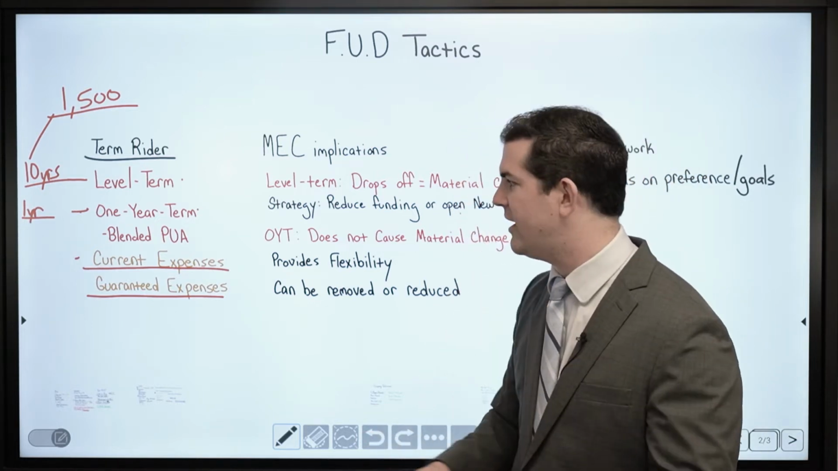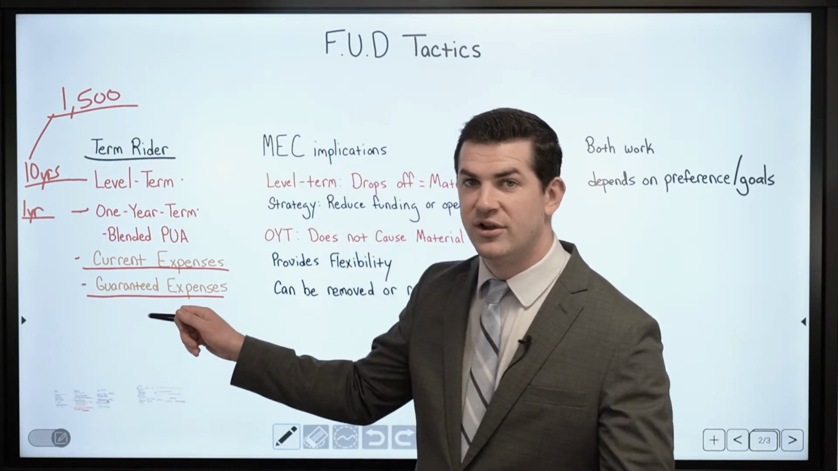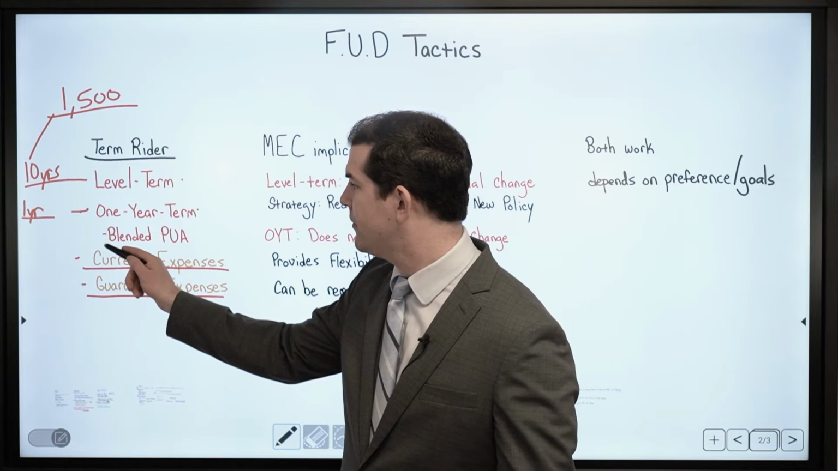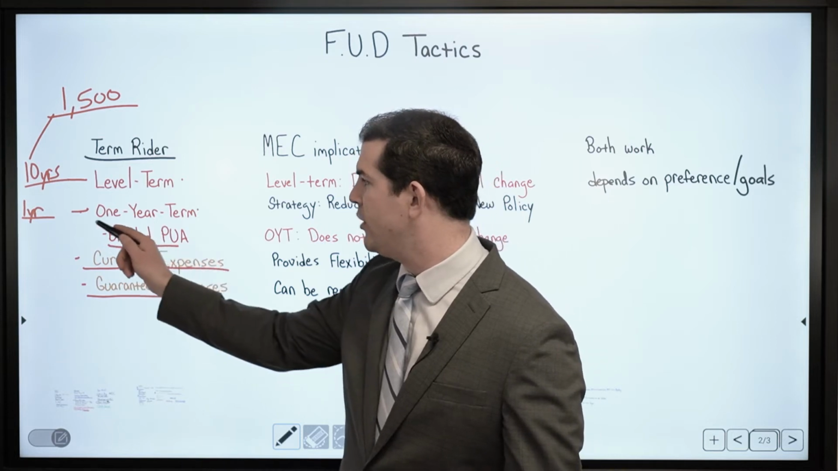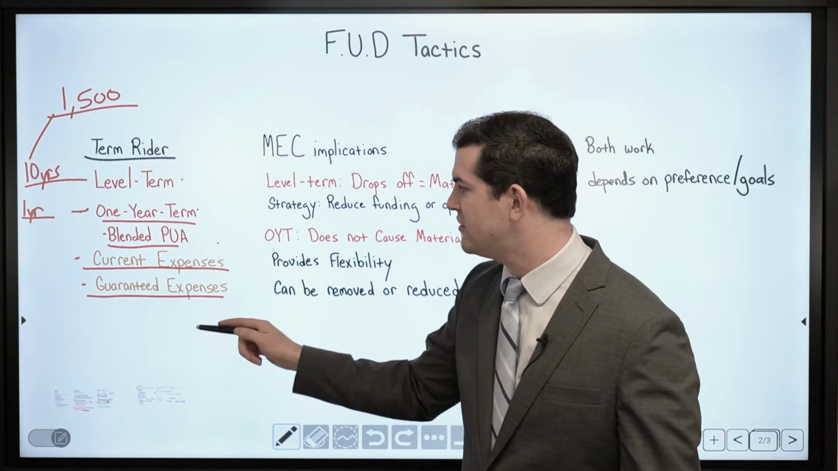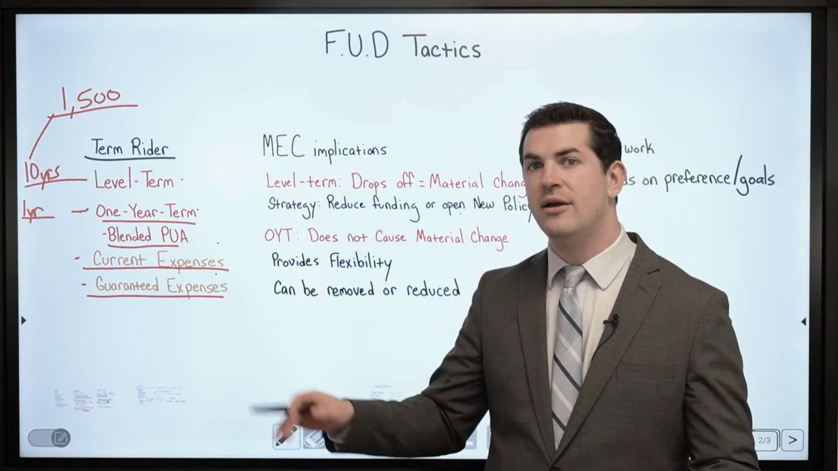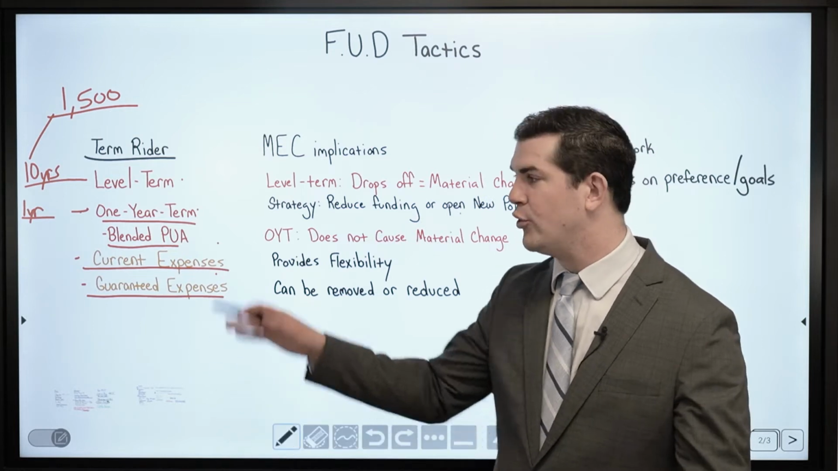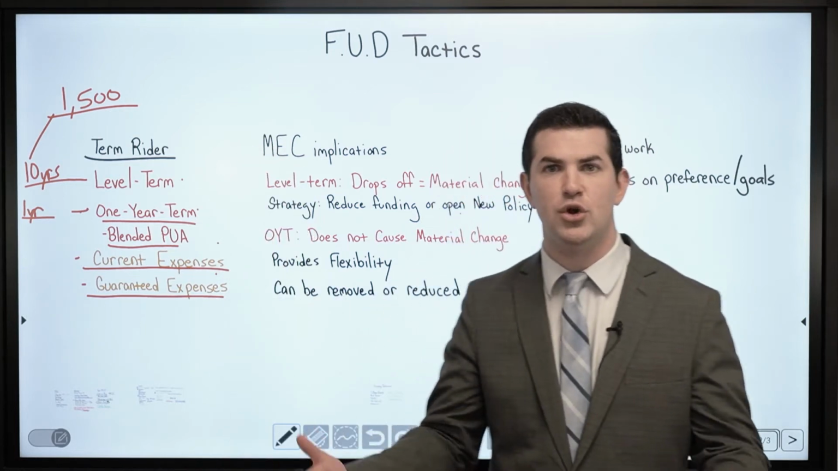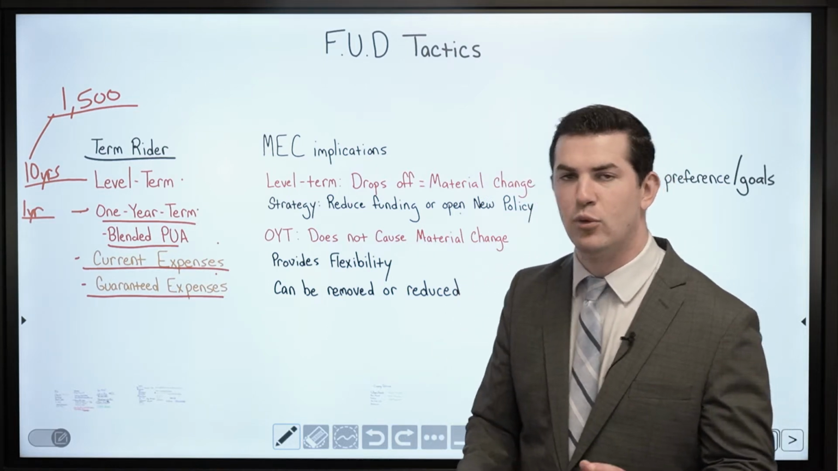Always good to look at the contract language. But with a 1-year term rider, that will increase. So what's good to look at is on that blended PUA or 1-year term rider, how much will it increase based on the current expenses? And then how much will it increase based on the guaranteed expenses? Similar to a level term rider, you can also chop it off or reduce it anytime after the 7th policy year. And we can look at that in more detail as well.